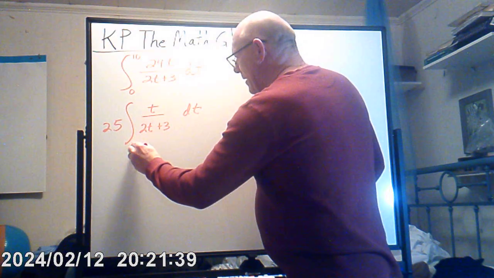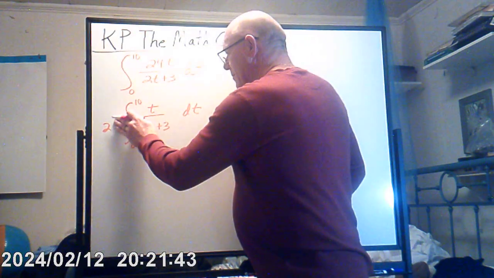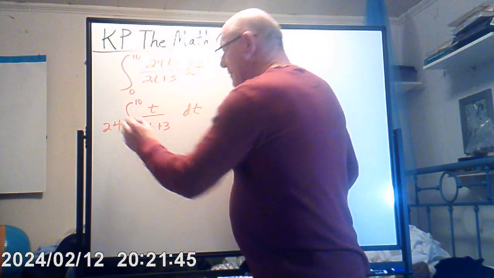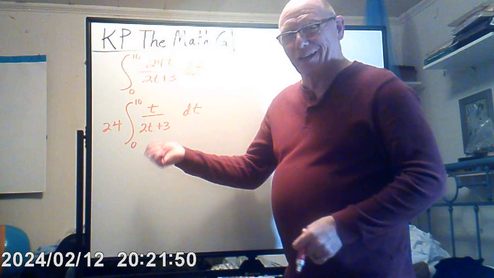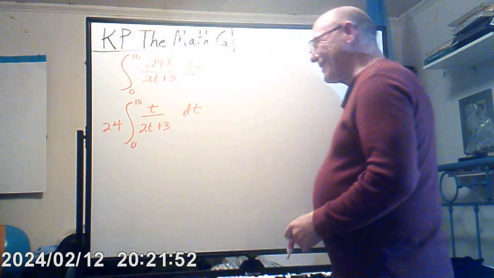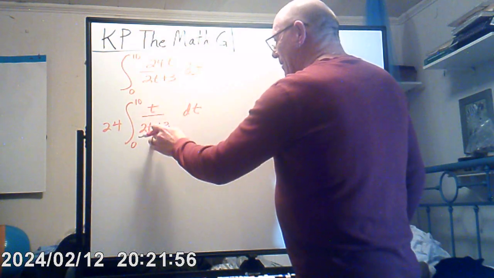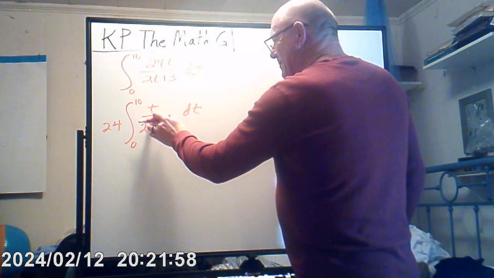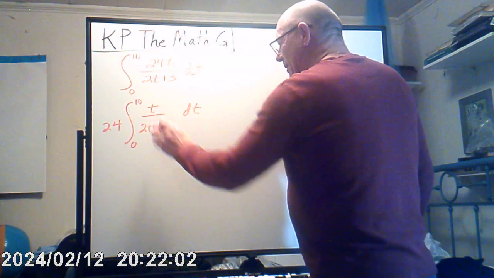Well, let's go ahead. 0 to 10. Okay, 24. I don't know why I put 25 there. Probably shouting through the camera here. 24 KP the Math G. Alright, yes, that's right. Now, I see a problem here. I wish this were squared, and that would make this a whole lot easier. But it's not squared, so here's what we got to do.